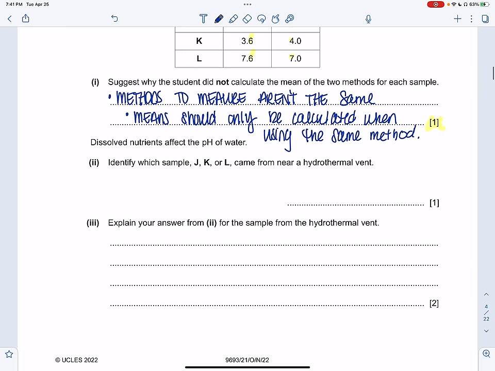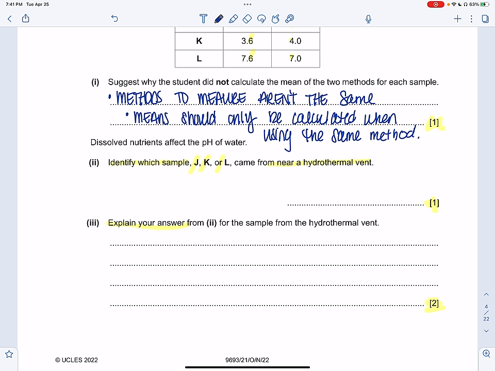Dissolved nutrients affect the pH of water. Identify which sample, J, K, or L, came from near a hydrothermal event. And then from that answer, give reasons. Explain your answer. Hydrothermal events release solution that is very acidic. So it's superheated water, literally, and I mentioned this in my other video, that dissolves the crust of the earth, and the minerals or the ions that it dissolves are extremely acidic.